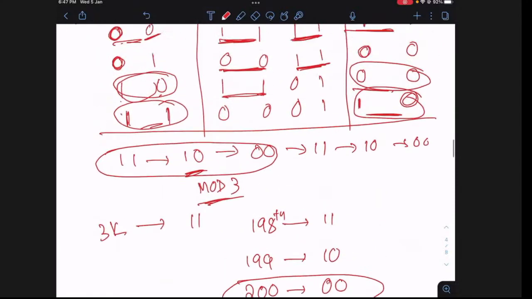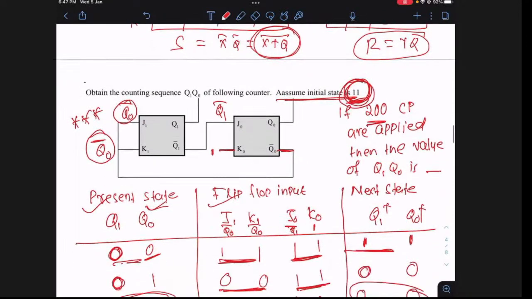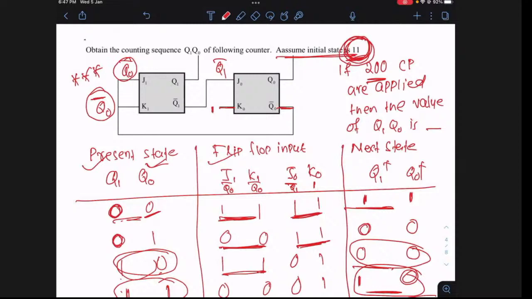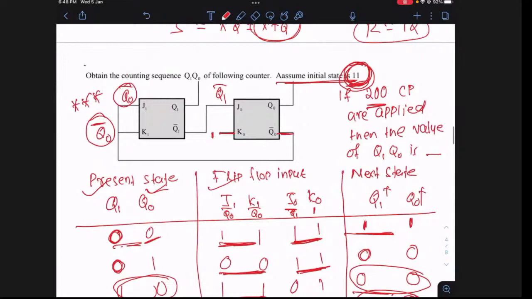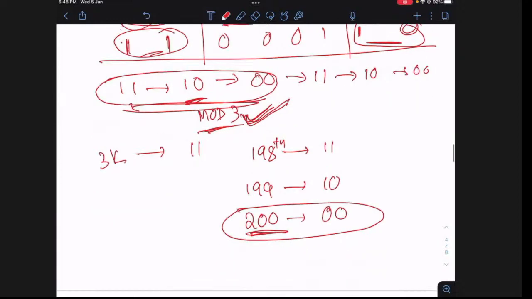So you can expect this kind of question in the upcoming GATE exam. The state will be given, and they will ask what the corresponding state is after this many clocks. In that case, you have to observe the circuit diagram properly. By observing the circuit diagram, you obtain the counting cycle. From the counting cycle, you get the mod number. Once you have the mod number and you know the initial state, you can get the state at the desired clock. Like at 200, we are getting 0, 0.